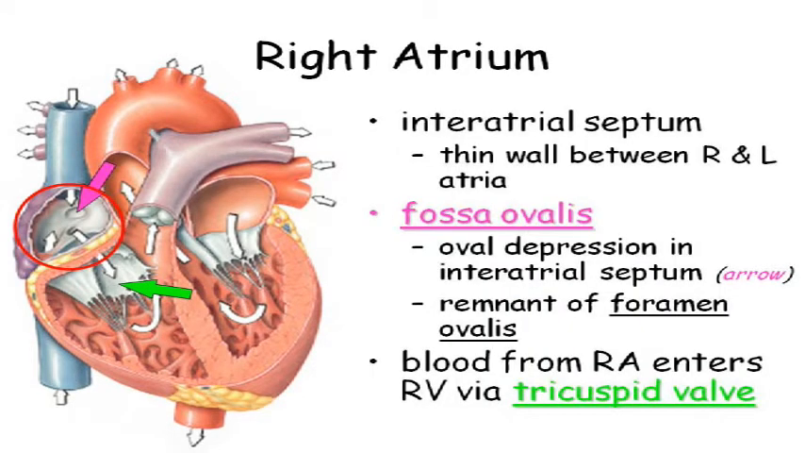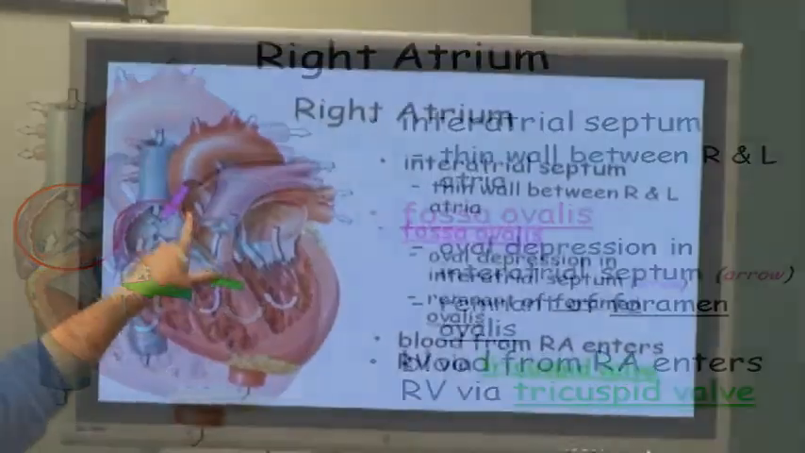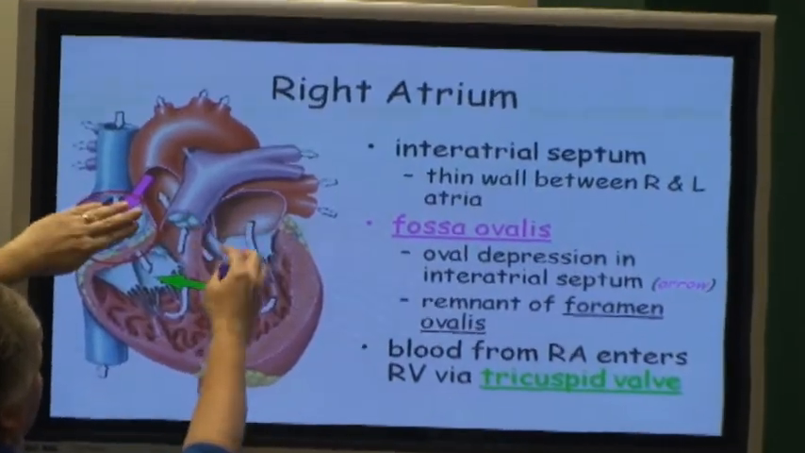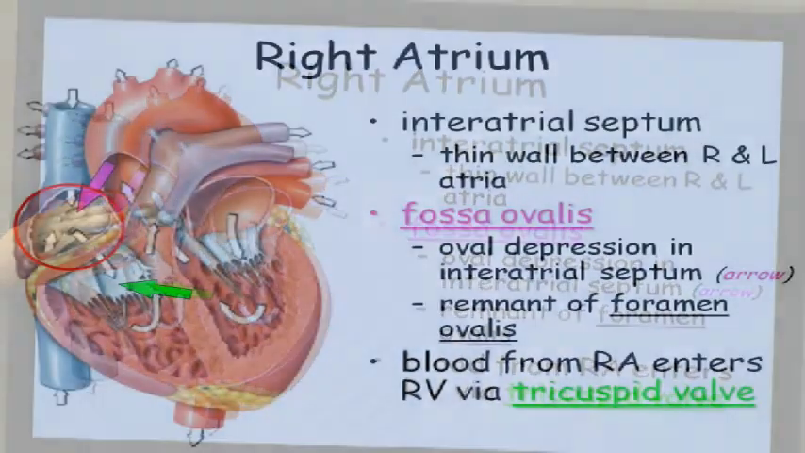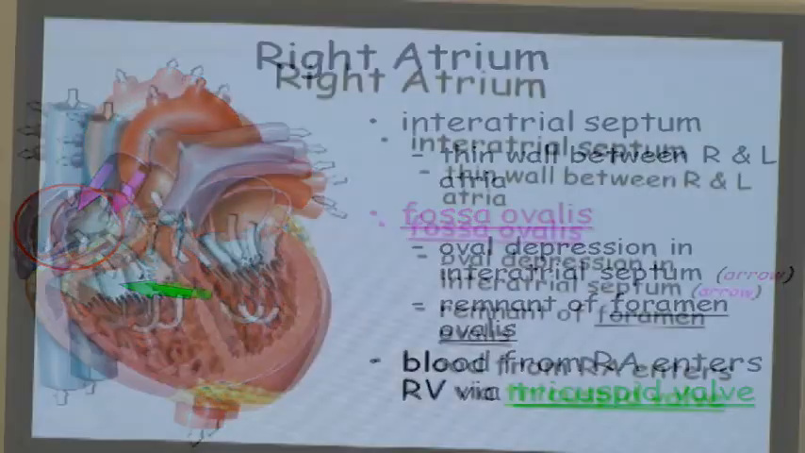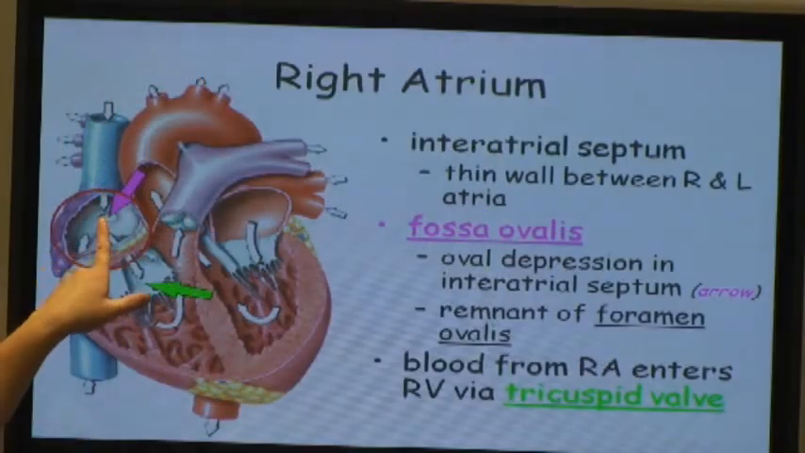Okay, the right atrium contracts and sends blood into the right ventricle, but it passes through something called a tricuspid valve. You can't see it because this is cut open, but there's a wall between the right atrium and the left atrium. It's a little thin piece of myocardium called the interatrial septum, like your nasal septum. But you can't really see it from this diagram. But you see that dent right there?